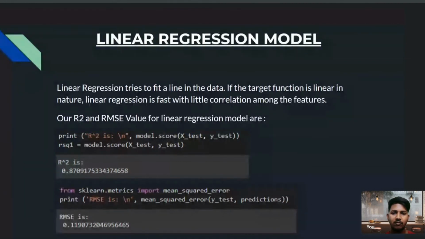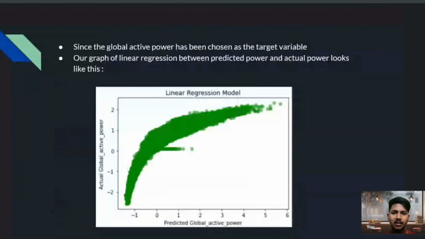0.11907. And finally we obtain a scatter graph of the linear regression model of actual global active power versus predicted global active power, where we see that the points of the data are fitted properly and that actual and predicted values are very close. So now over to Yash.